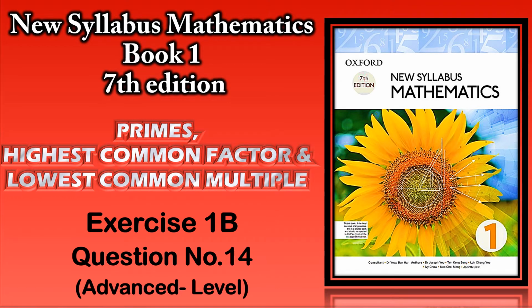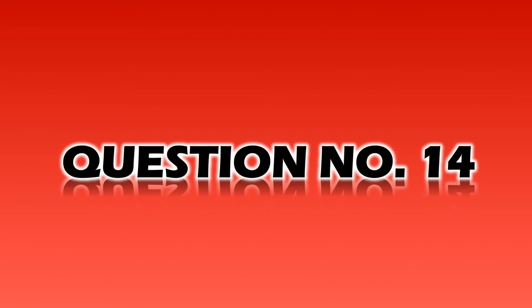New Syllabus Mathematics Book 1, 7th edition, Chapter 1, Primes, Highest Common Factor and Lowest Common Multiple, Exercise 1B, Question number 14, Advanced Level. Question number 14.